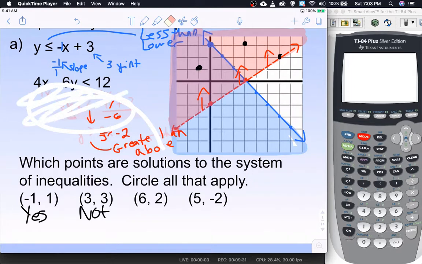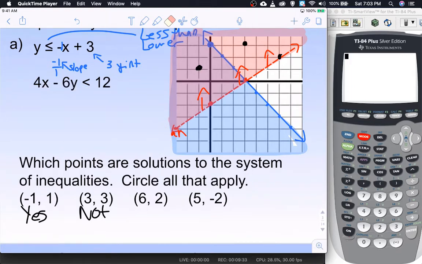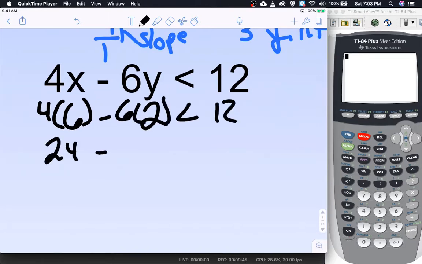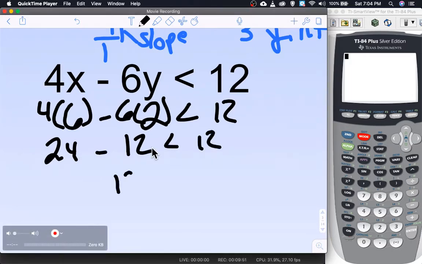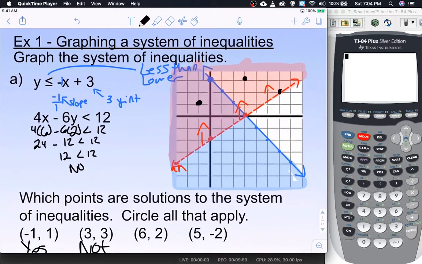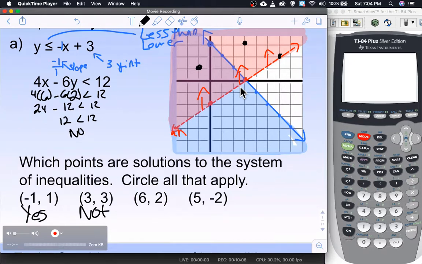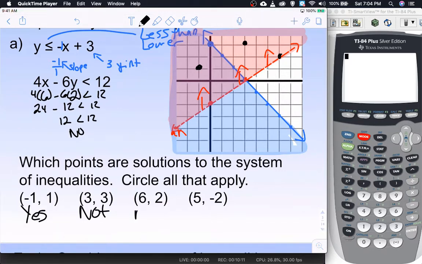I'm going to delete this stuff. So if you want it, you might want to go back and rewind the video. If I plug in 6 for x and 2 for y, and I do this math, 4 times 6 is 24, minus 6 times 2 is 12, is less than 12. I'm doing the math on the left-hand side. That gives me 12 is less than 12. Is 12 less than 12? No. So that is not a solution because it's right on a dotted line. And we saw when we did inequalities, if you have a point right on a hollow dot, it is not a solution. So, not a solution.